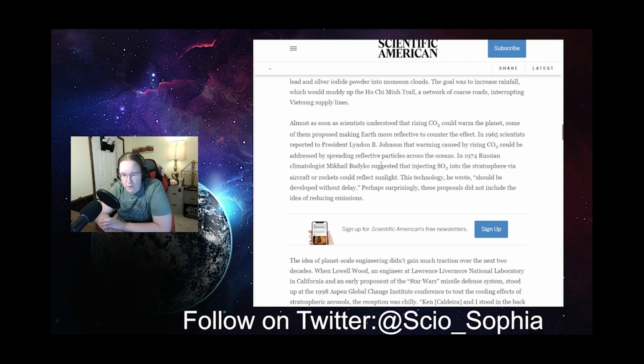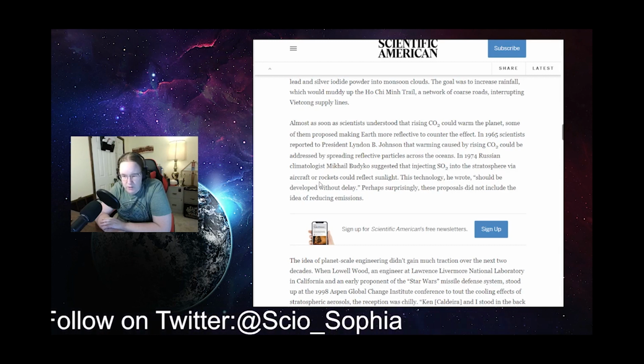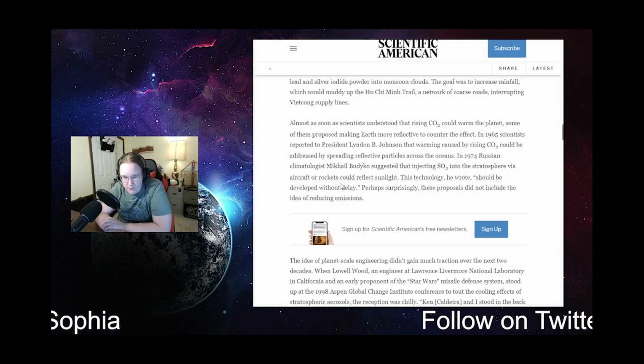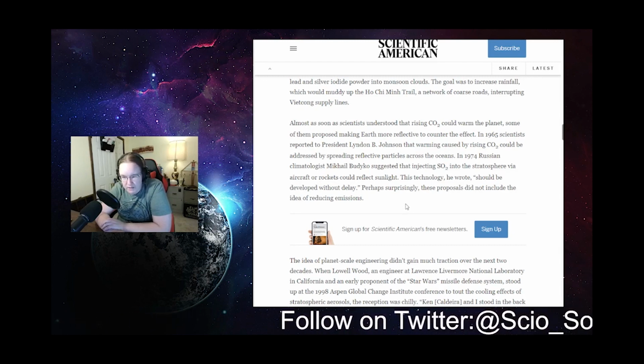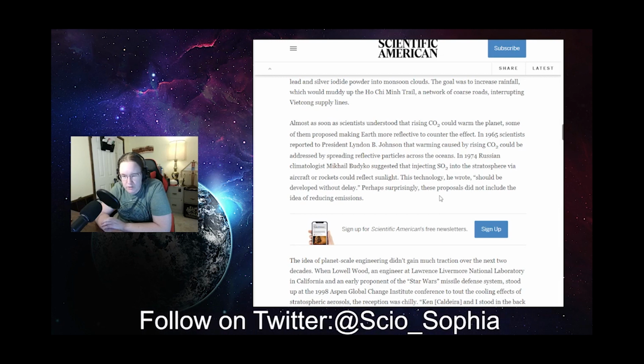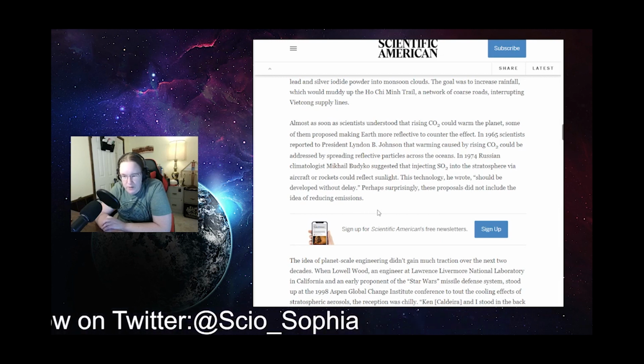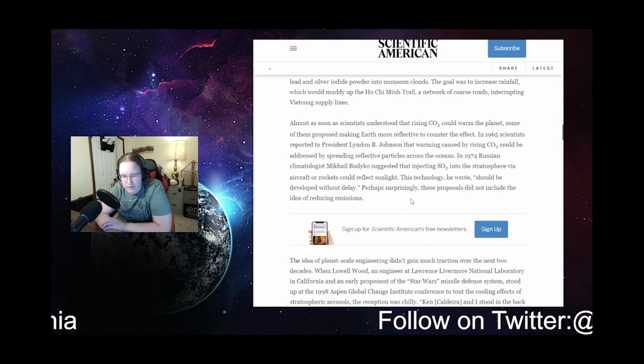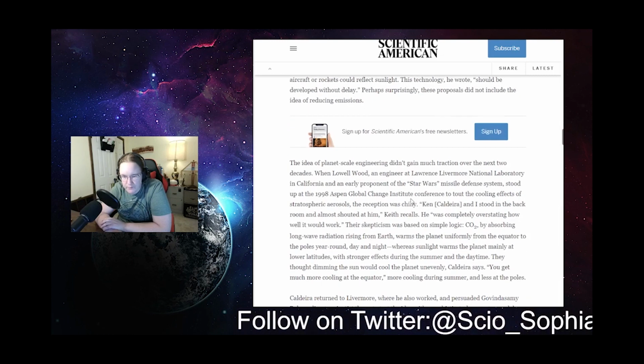In 1974, Russian climatologist Mikhail Budiko suggested that injecting sulfur dioxide into the atmosphere via aircraft or rockets could reflect sunlight. This technology, he wrote, should be developed without delay. Perhaps surprisingly, these proposals did not include the idea of reducing emissions.